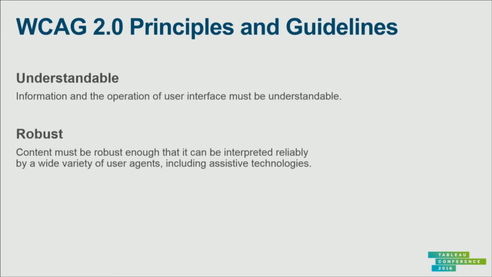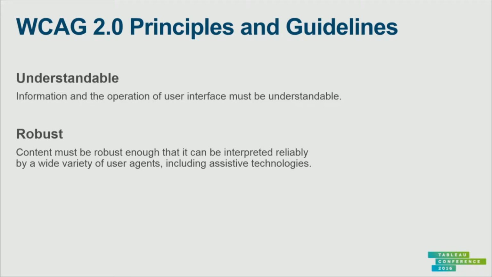The next two, understandable. So basically, the information and the operation needs to be understandable. For our purposes, this actually gets a lot into clear instructions and names and labels in the interface so people understand how it works, so they don't have to divine how it works by trial and error or so forth.